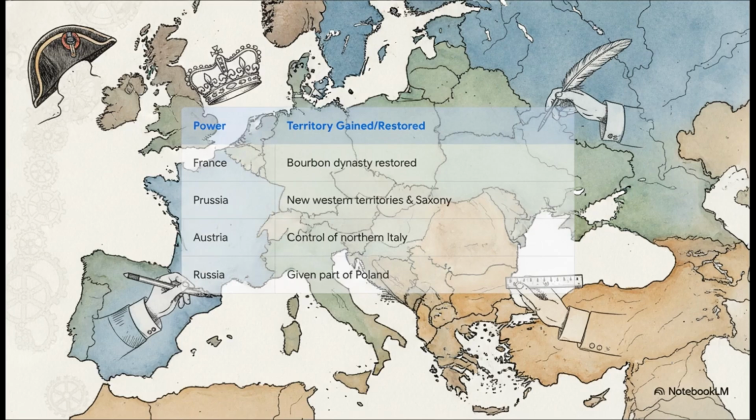The conservative Bourbon dynasty was restored to power in France. To box France in, Prussia was given important new Western territories. Austria took control of northern Italy, and Russia was handed part of Poland. They expertly engineered a conservative order of buffer states to just lock down the continent.